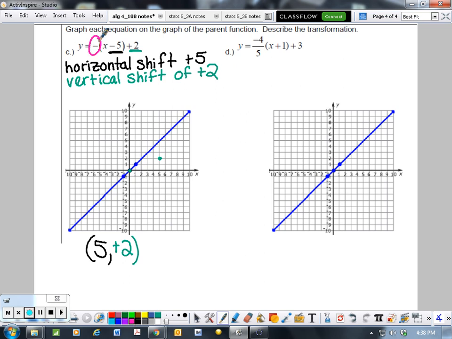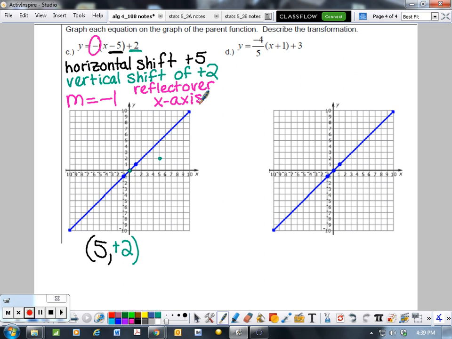So this is a negative, which means my slope is -1. Negative means it reflects across the x-axis, meaning instead of going up, it's now going to go down. Now I look at just the number 1. Is 1 bigger than 1? Is 1 less than 1? Well, it's the same, so there is no stretch or compression.